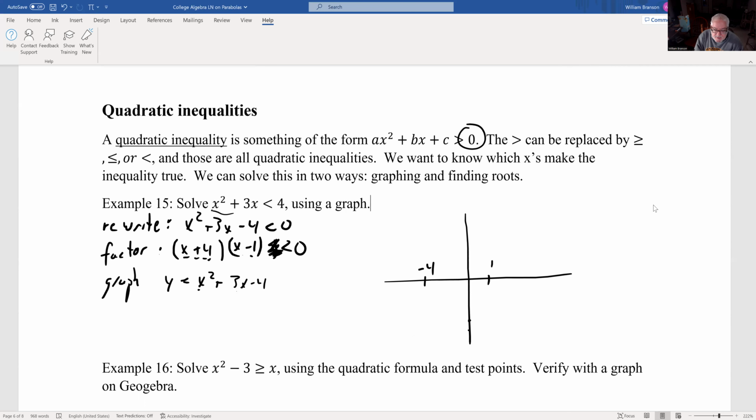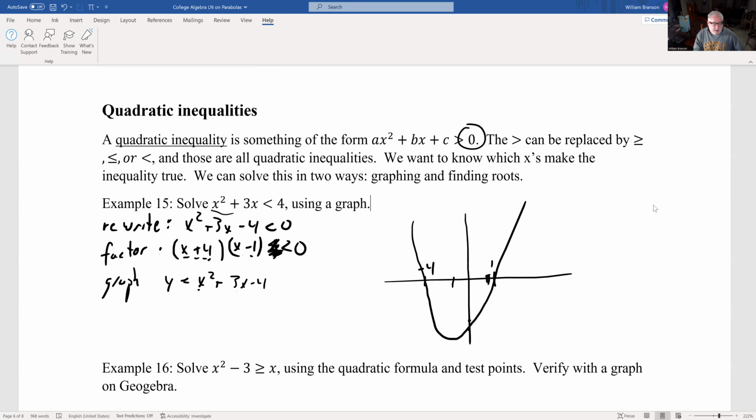Where's our vertex going to be? It's halfway between these two, so that's going to be at minus 1.5. And so we have a graph that looks like that. That's our graph for a parabola. That's supposed to go through one, but sometimes a tablet isn't so useful.